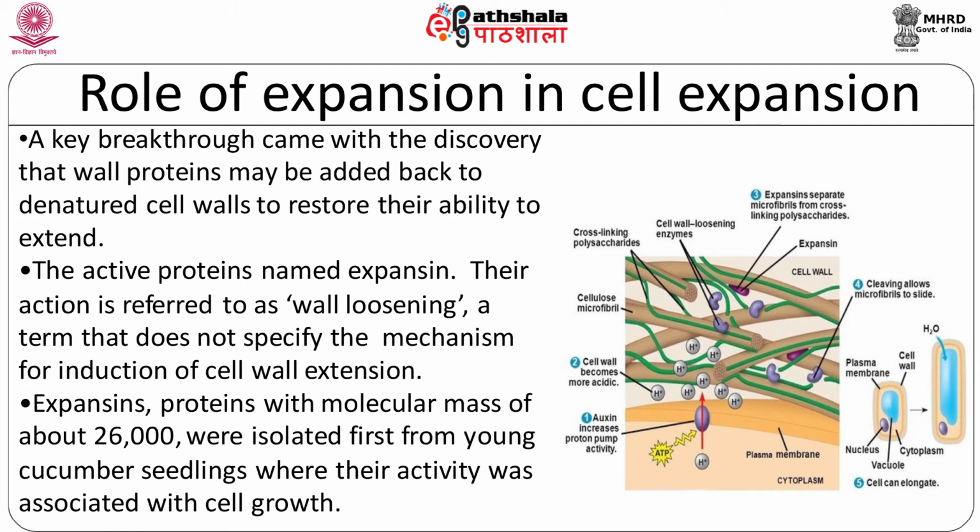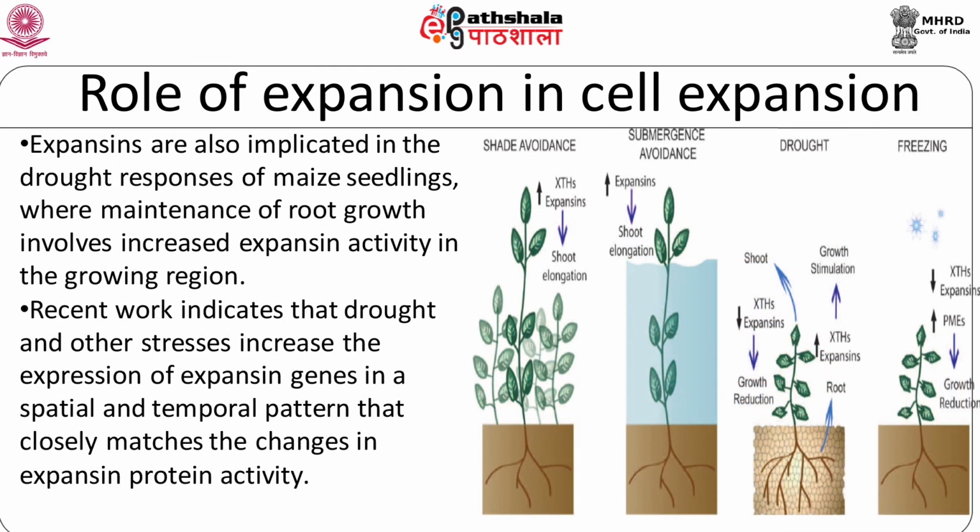Expansins are proteins with a relative molecular mass of about 26,000, isolated for the first time from young cucumber seedlings and subsequently from other plant tissues where their activity was associated with cell growth. Expansin was also expressed during the drought responses of maize seedlings, whereas maintenance of root growth involved increased expansin activity in the growing region. Recent work indicates that drought also increases expression of the expansin gene in a spatial and temporal pattern that closely matches the changes in expansin protein activity.